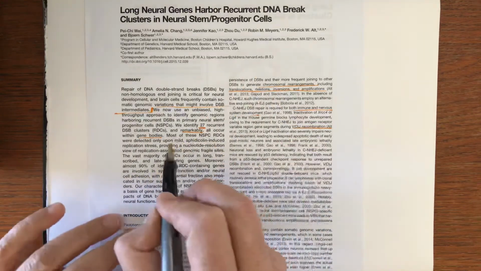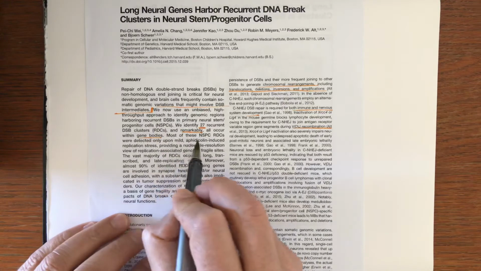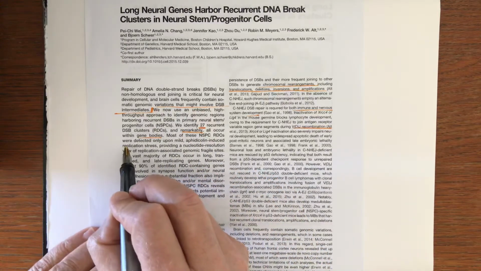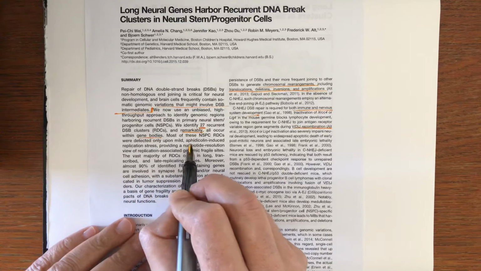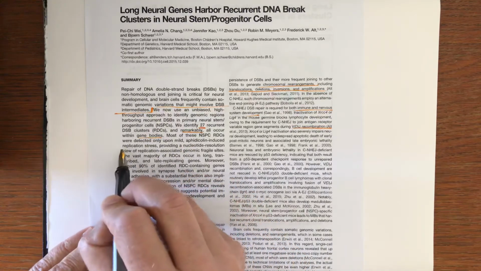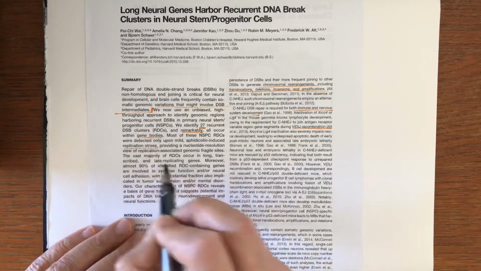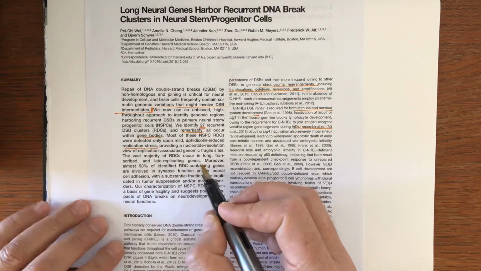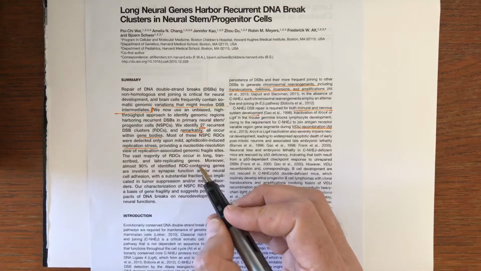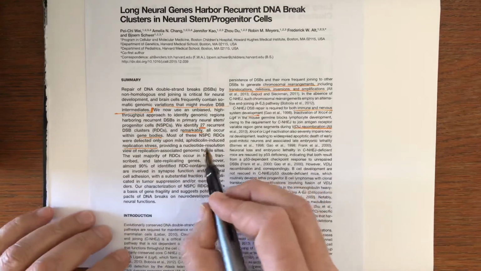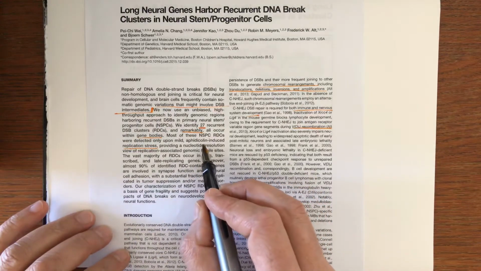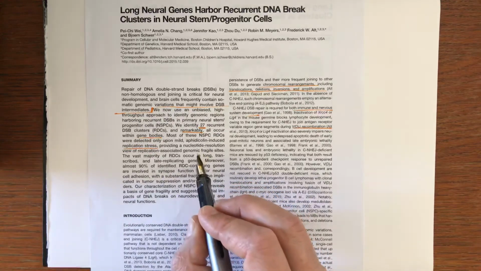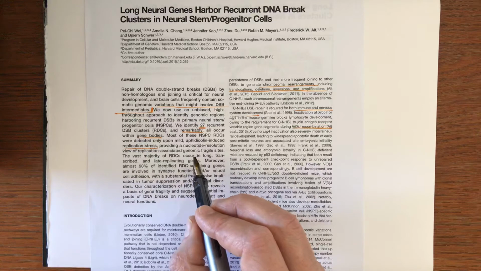That's a little bit wild also. Most of these recurring clusters were detected only upon mild alpha-aphidicolin-induced replication stress. That's a drug that interferes with helicase or resolution, so it's a stress that causes double-strand breaks to occur, and they did that because the frequency is so low that they wouldn't see it.